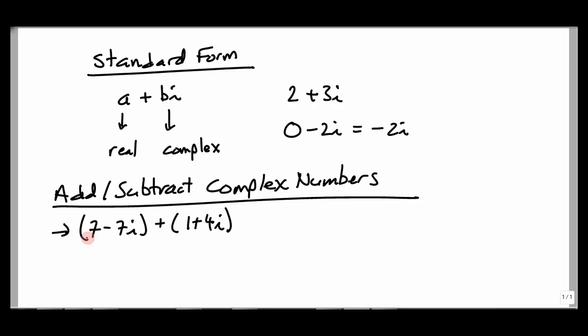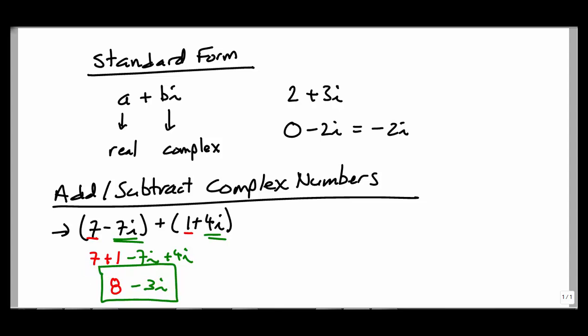And I notice that I have 7 and 1 as my real components. And then over here, my complex components are minus 7i and a plus 4i. So then I just add my reals to my reals. 7 plus 1 is 8. And I add my complex to my complex. Negative 7i plus 4i is a negative 3i. And so that is how this simplifies, 8 minus 3i.